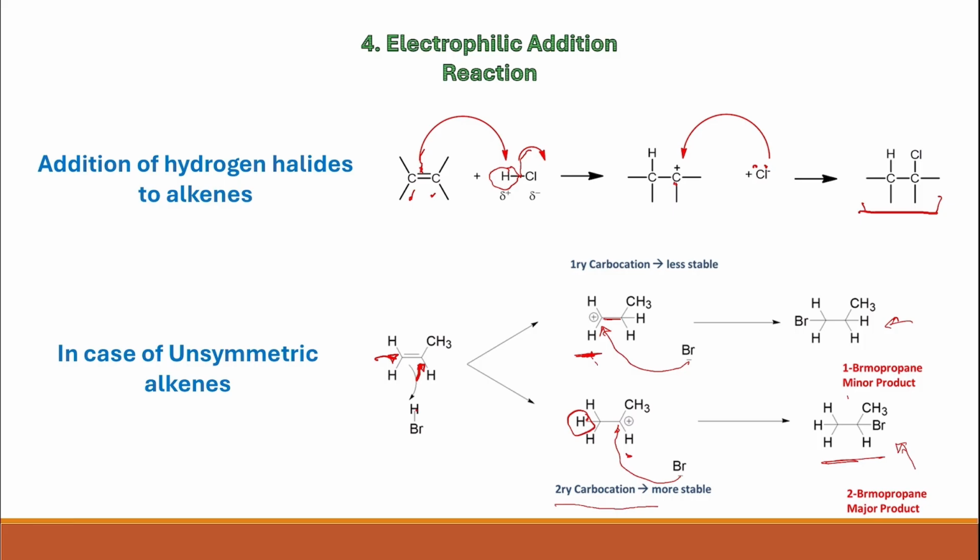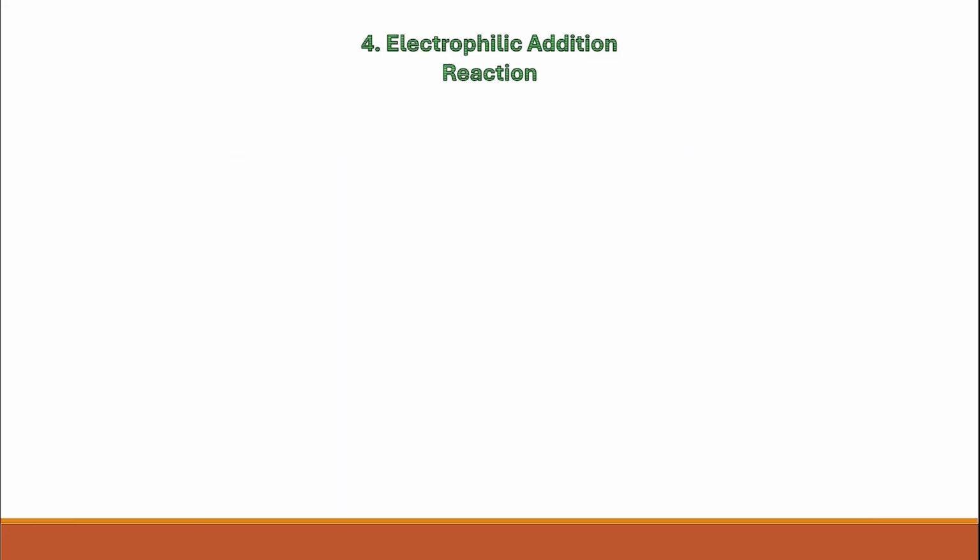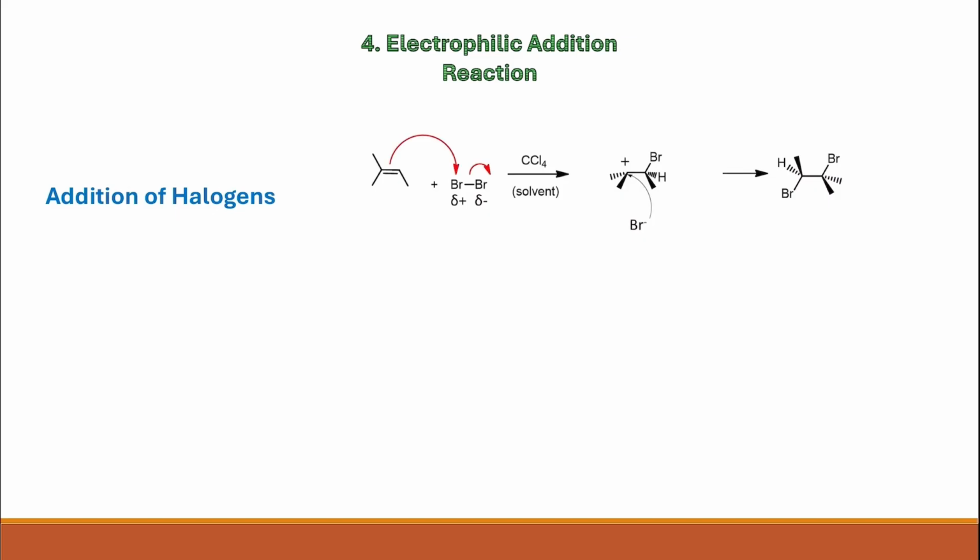Another electrophilic addition reaction is the addition of halogens. We're going to follow the exact same mechanism. Instead, this time, we add bromide, for example, if we add bromine, or chloride if we add chlorine. Otherwise, it will follow the exact same mechanism.